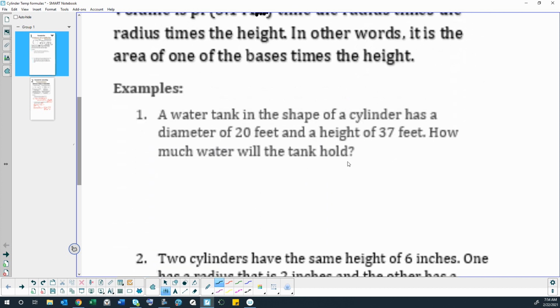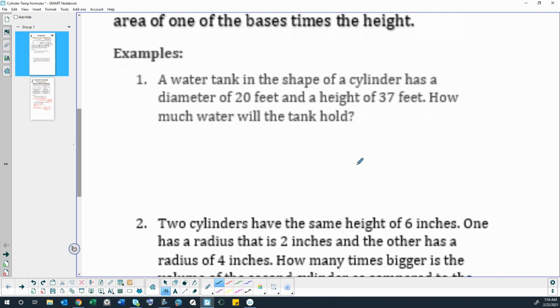A water tank in the shape of a cylinder has a diameter of 20 and a height of 37. How much water will the tank hold? So notice they gave us the diameter. What number do we need to have? The formula again is pi r squared h.